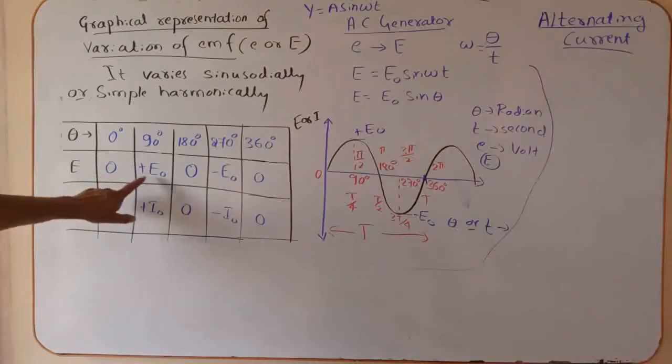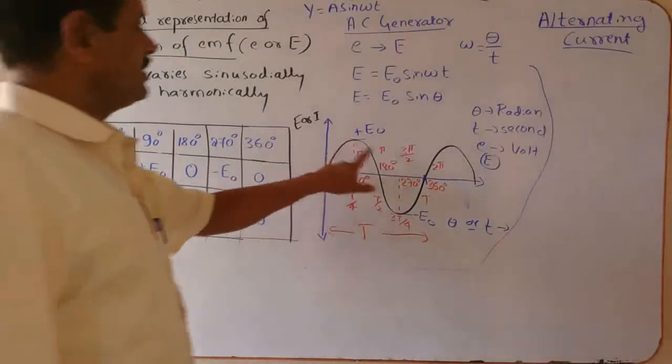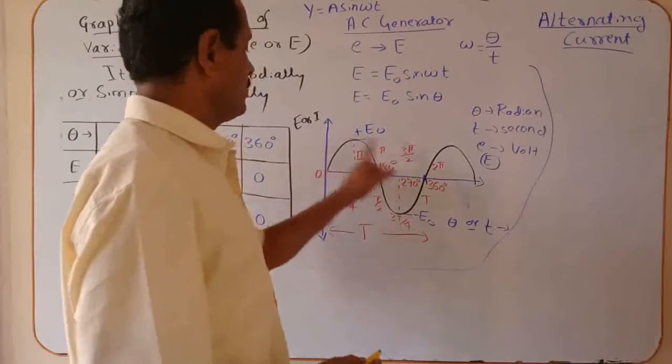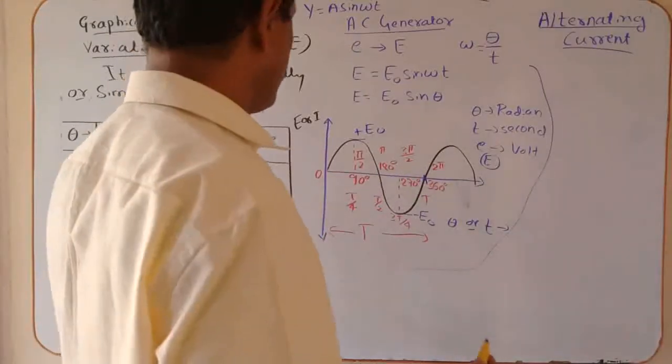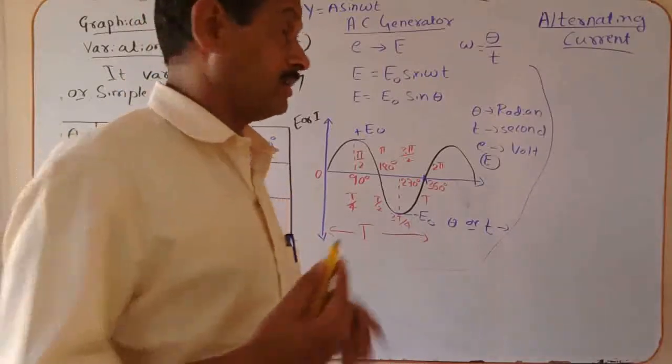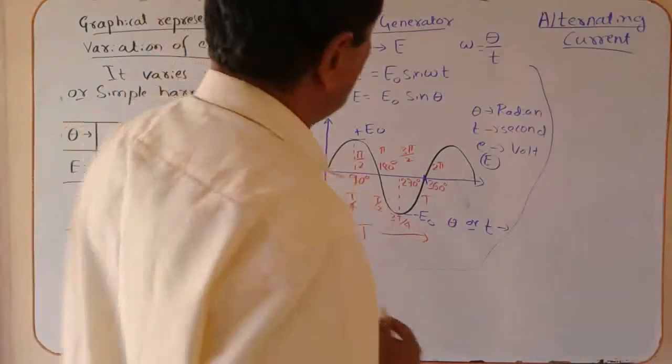Now you observe this one. This EMF varies sinusoidally or simple harmonically with respect to time. Alternating current. What is the alternating current? That I want to say.